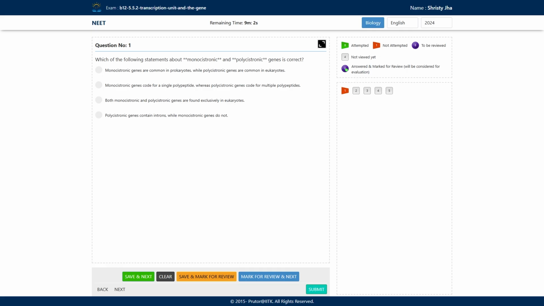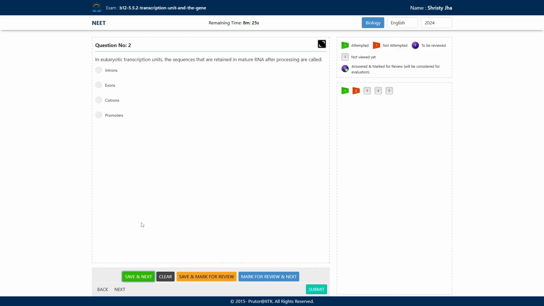We know from today's class, what is a monocistronic gene? This gene codes for a single polypeptide, and it is common in eukaryotes. Whereas a polycistronic gene is what? It codes for multiple polypeptides, and it is present in prokaryotic organisms. So by this, the answer will be second, that monocistronic genes code for a single polypeptide, whereas polycistronic genes code for multiple polypeptides. Save and next.